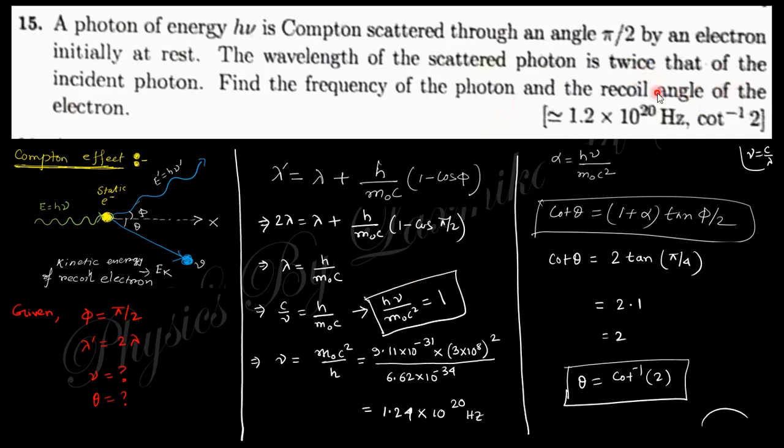And the angle of recoil can be obtained from this relation. Actually, this relation is derived in the theoretical class. You can go through the description, links are given there. So cot theta equals (1 plus alpha) tan phi by 2. From here you will get h nu by m naught c square equals 1, which is nothing but alpha. So the value of alpha is 1, and this is 2. You will get theta equal to cot inverse 2. Simple. Next question.